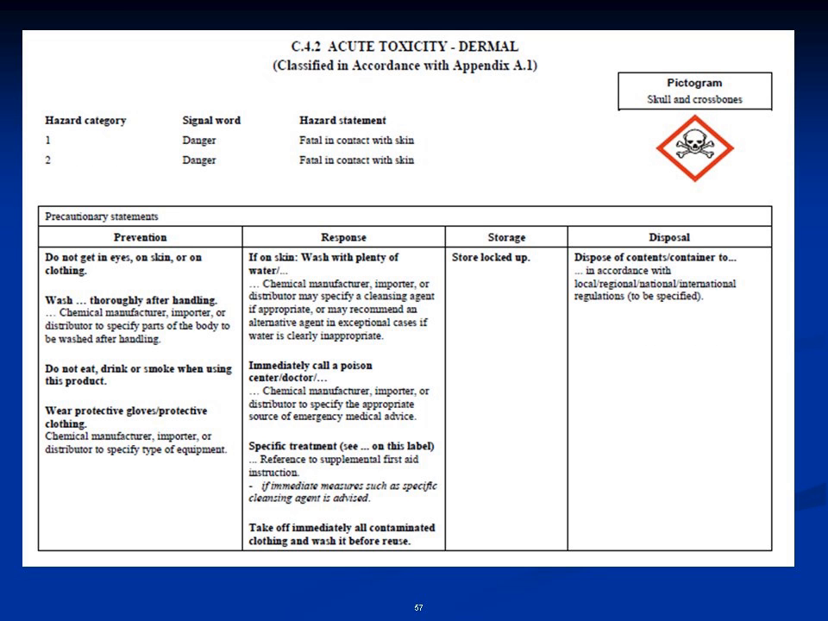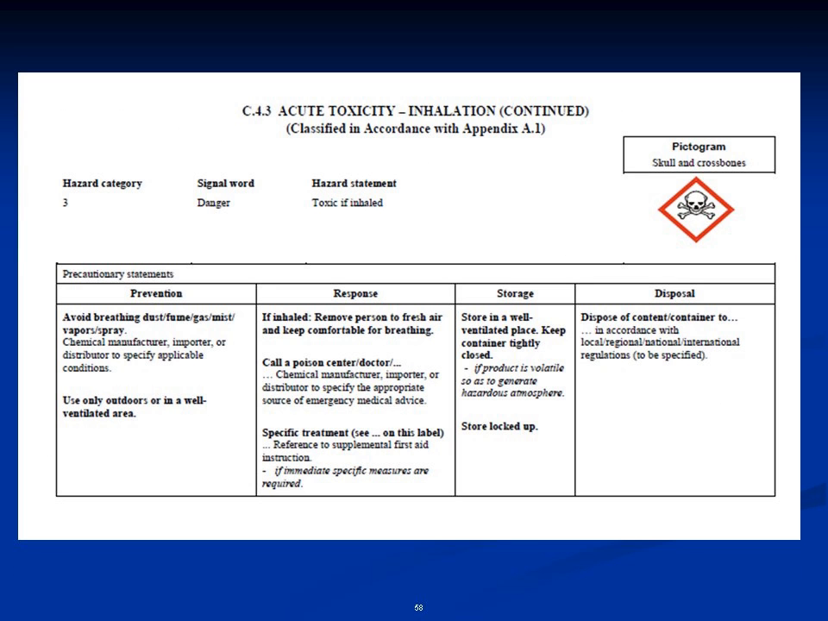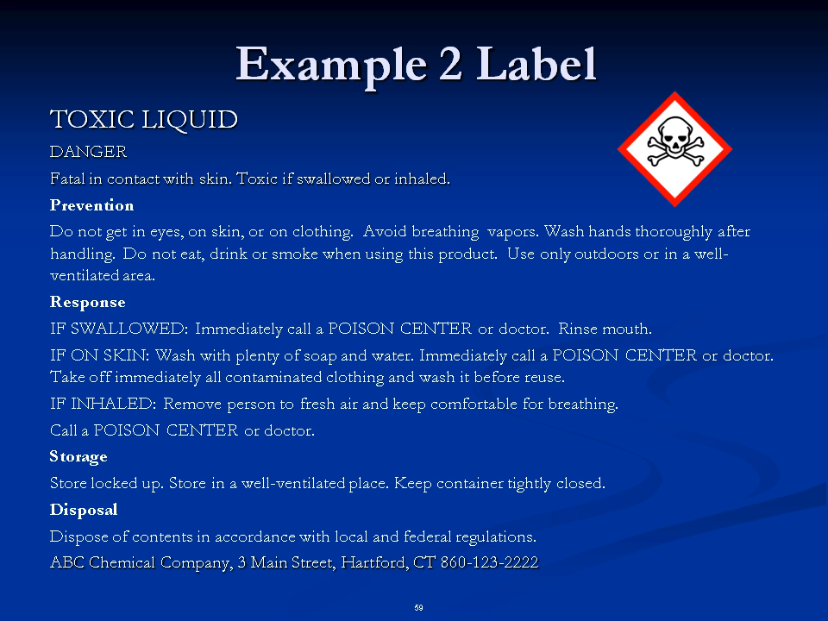And then remember it's also toxic by inhalation. So toxic by inhalation category 3, I go to that table and I again find same signal word, a new hazard statement, same pictogram, and some more precautionary statements. So when I put this all together to put on my label, this is what my label looks like.